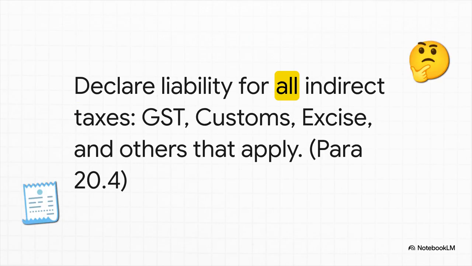Now, let's move on to Clause 4. This is where things get a bit more interesting, and frankly, it's where mistakes often creep in. This clause demands that you declare your liability for all indirect taxes, and I mean all of them, not just the obvious ones. We're talking GST, customs, excise, you name it.